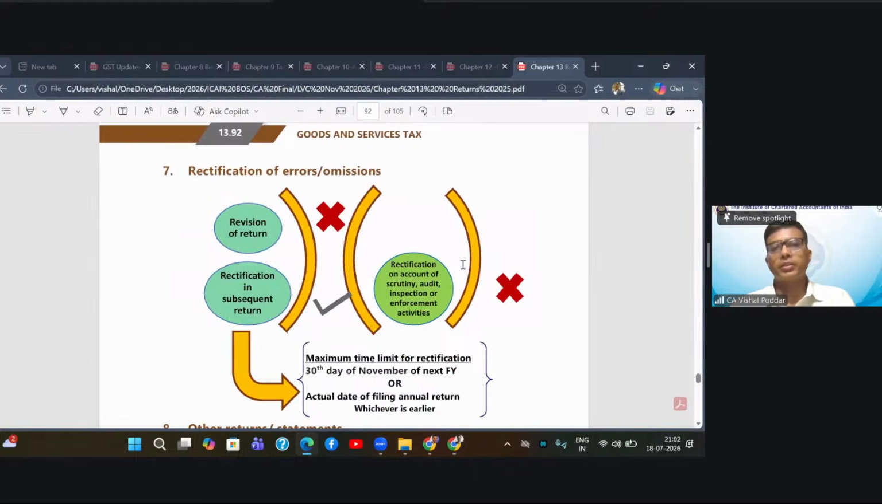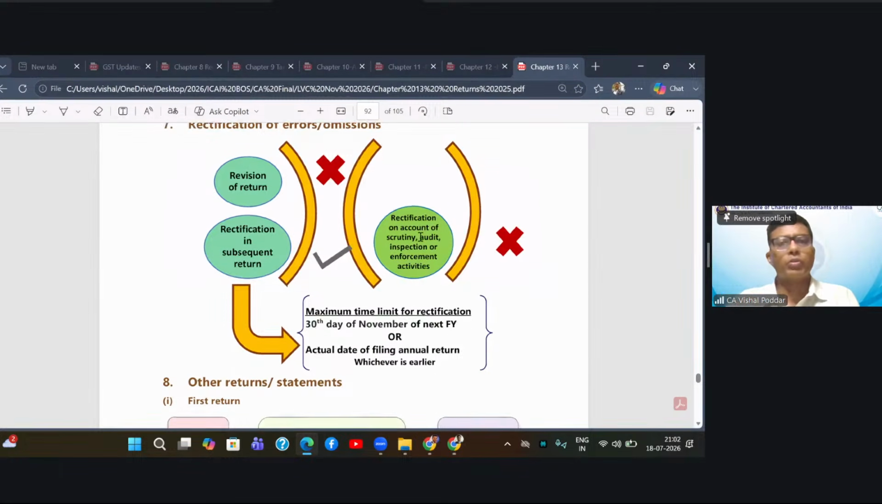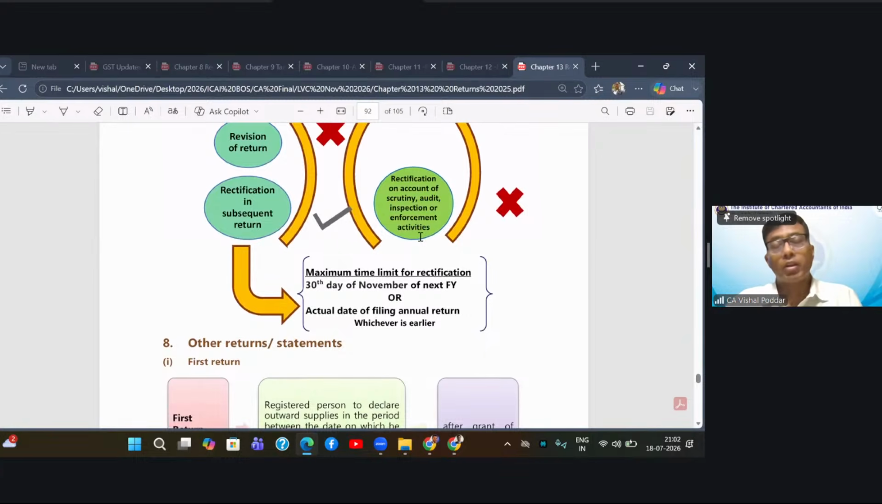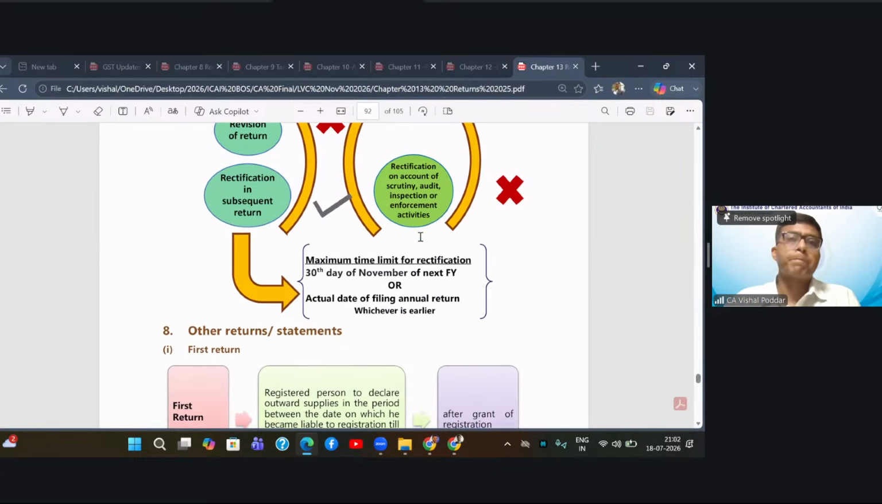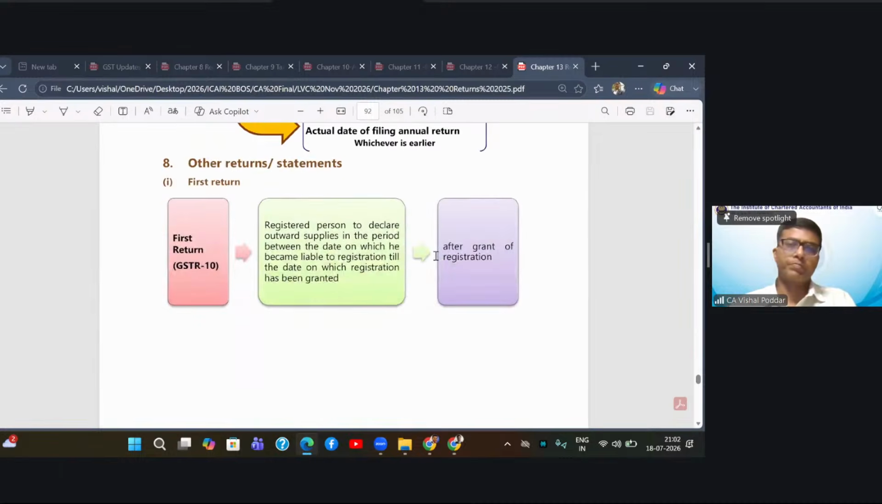Now, rectification of errors. Whenever there is any mistake committed, please remember there is no concept of a revised return. What you can do is rectify it in the next month's return. This we saw in GSTR 1 also, same in GSTR 3B also. So if there is a mistake in your return in 3B, you correct that in the next month's 3B. Now, by when can you do this correction? You can do this correction in the next month's 3B, maximum up to next year's 30th November or your date of filing the annual return, whichever is earlier.